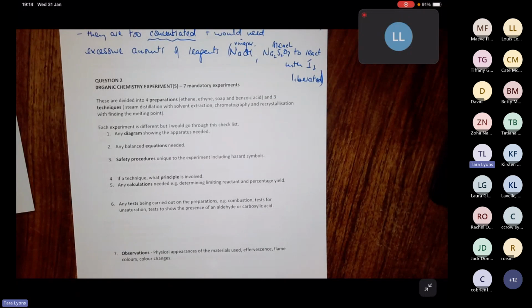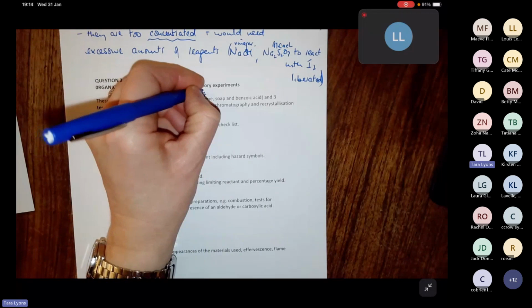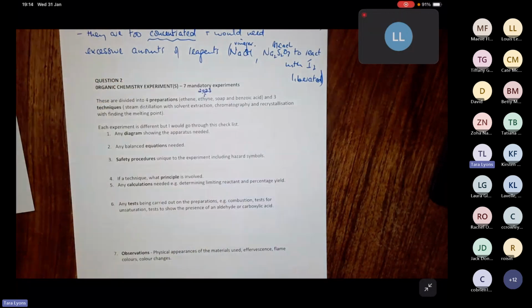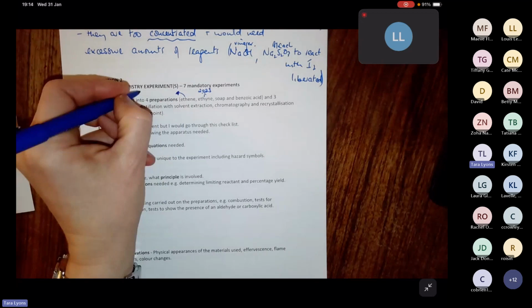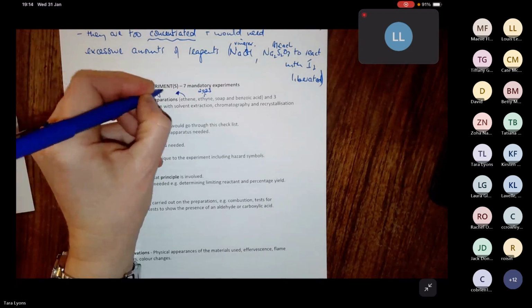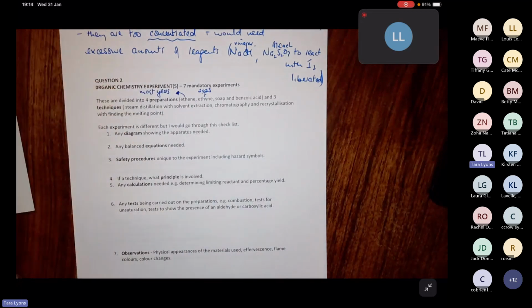Now again, do you know what I mean? Last year, 2023, was the preparation of ethyne, and it hadn't been up for quite a while, so it is one that we kind of expected. The preparation of ethene, that is mad in terms of it comes up most years. Not always in section A, but most years on the paper, somewhere or other.